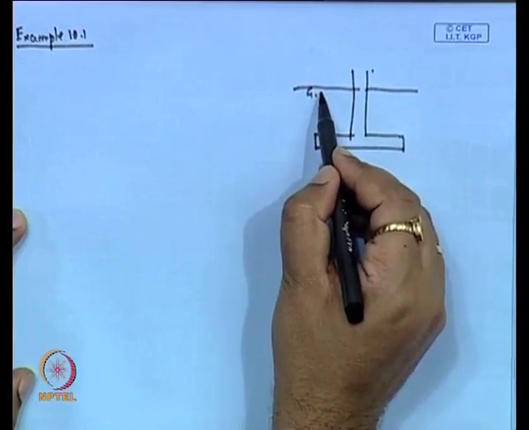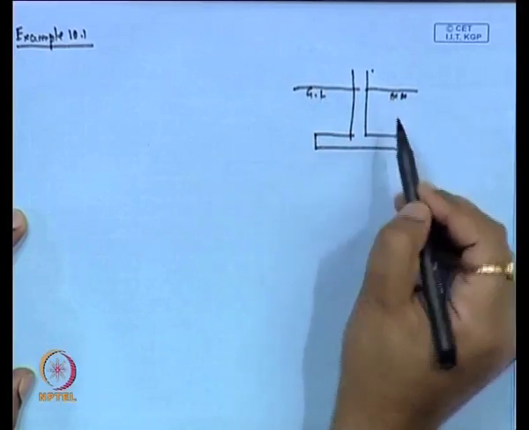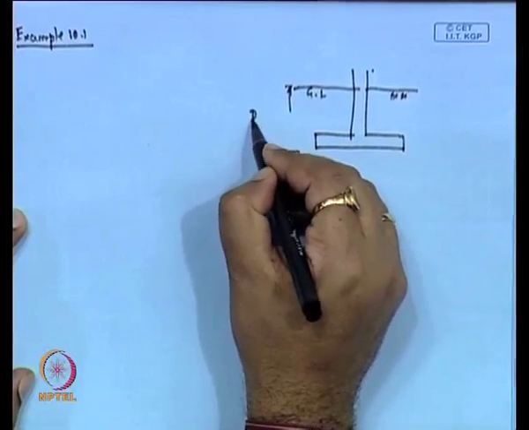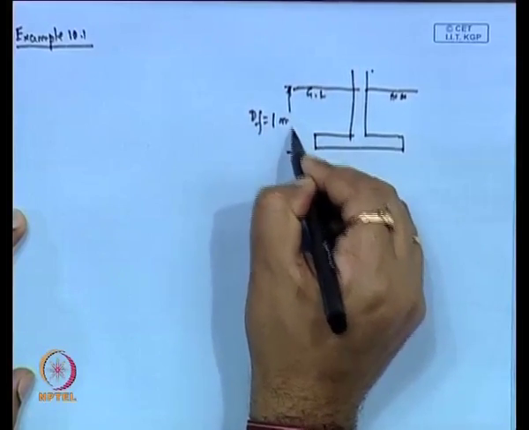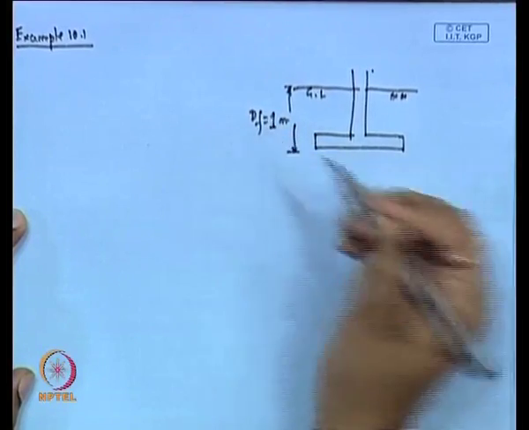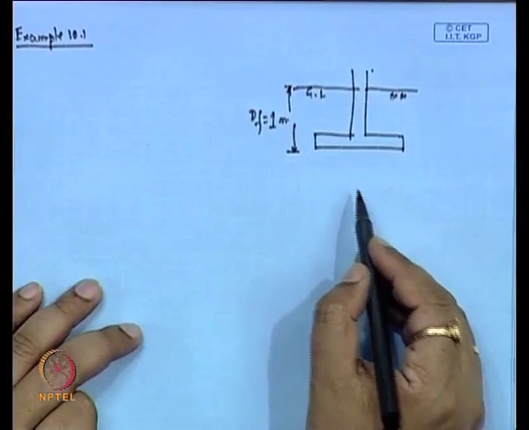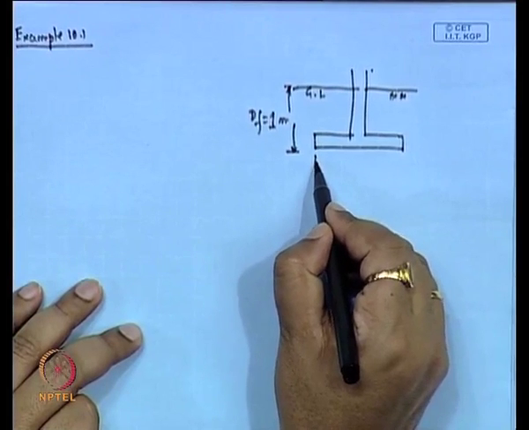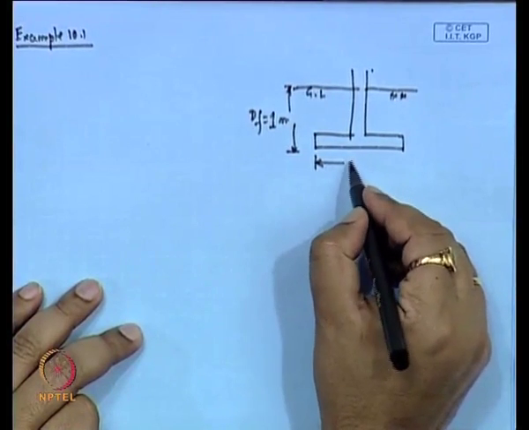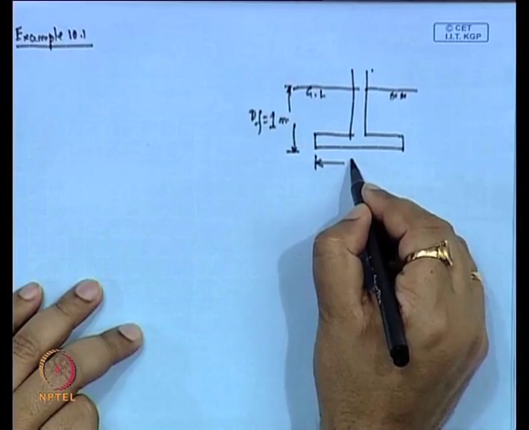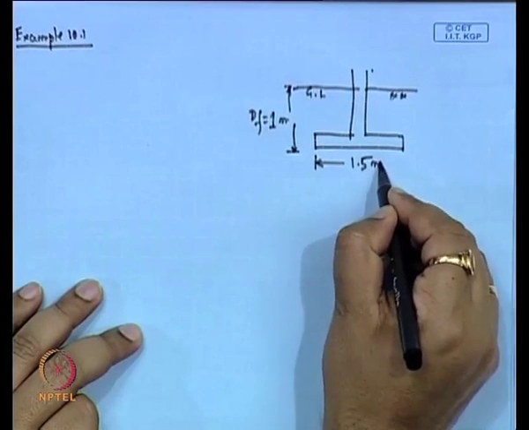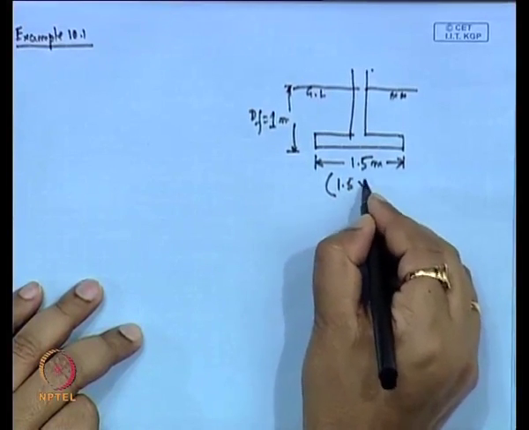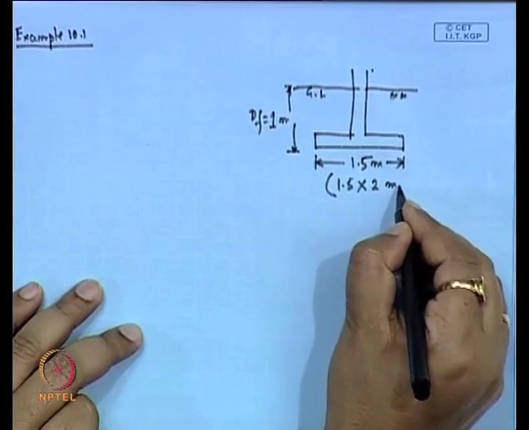this is the ground line or ground surface, the depth of foundation Df is equal to 1 meter, and it is a foundation, it is not square, this is a rectangular footing of dimension, say width of the footing is 1.5 meter and dimension is 1.5 cross 2 meter.